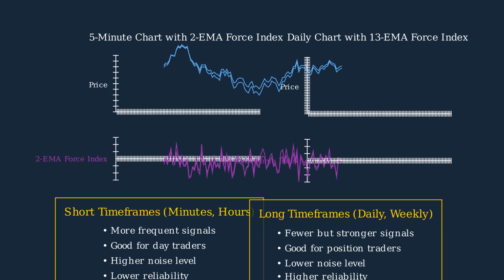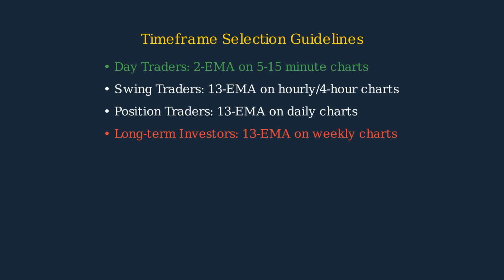Position traders, on the other hand, often prefer a 13-period EMA on daily charts. These longer time frames produce fewer signals, but they tend to be stronger and more reliable for identifying significant market moves. When selecting the appropriate time frame for using the force index, traders should consider their trading style and objectives.